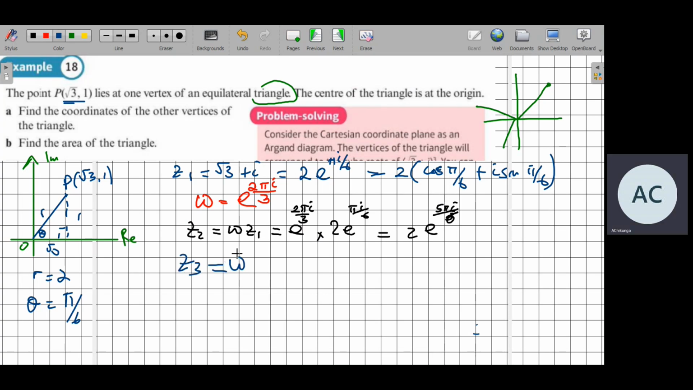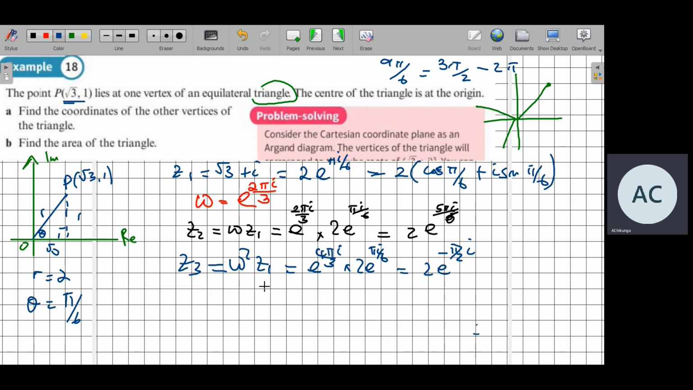z3 is going to be equal to omega squared times z1. So omega squared is going to be e to the 4 pi i over 3 if we square it. Then times 2e to the i pi over 6. This gives 2 times e to the 9 pi i over 6. And 9 pi over 6 has to be changed. 9 pi over 6 is equivalent to 3 pi over 2 minus 2 pi. So it's going to be minus pi over 2, so it's going to be 2e to the minus pi i over 2. Those are the other roots.